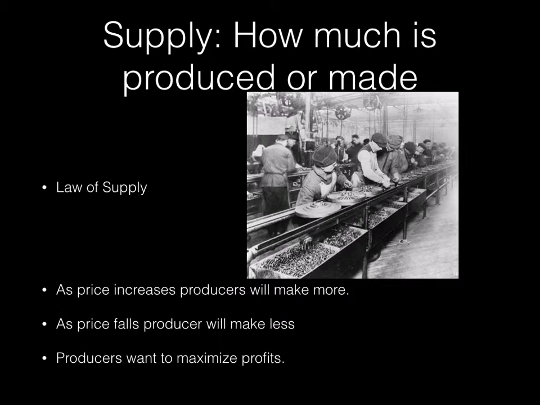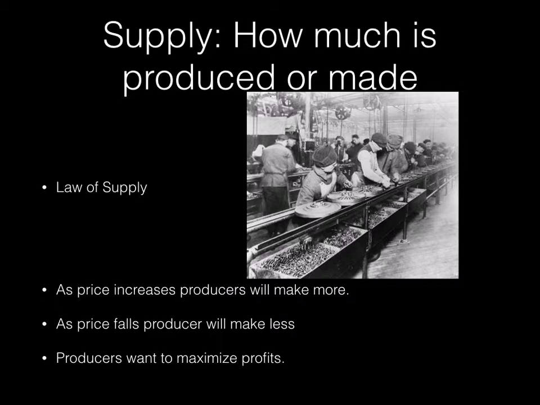So it's looking at the producer when he's determining how many cars to make or how many shoes. And the law of supply says that as the price increases, the producer will make more. Well, think about it this way. If I make a pair of shoes and you're willing to pay me $5 for those shoes, I might make one or two. I'm making a little bit of profit. But if you're willing to pay me $30 for those same shoes, that's a lot of profit. So I'm going to make more because I'm making a much higher profit.